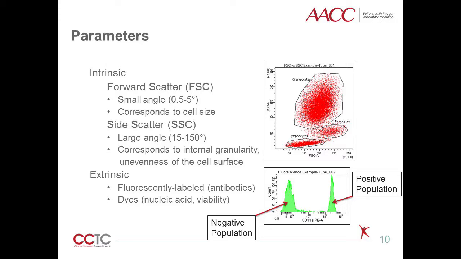Extrinsic parameters can be anything that can be detected by the instrument's optics and bound to the particle of interest. The most commonly used extrinsic parameters in flow cytometry are fluorescently labeled monoclonal antibodies. In this slide, I have shown an example of the signal generated when a fluorescently labeled anti-CD11A monoclonal antibody binds to monocytes. Nucleic acid dyes and viability dyes, such as propidium iodide and 7-aminoactinomycin D, are also commonly used. Each fluorescent label or dye has its own unique excitation and emission spectrum.